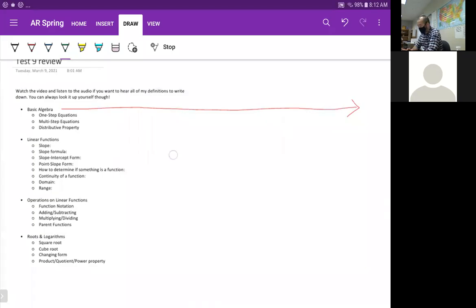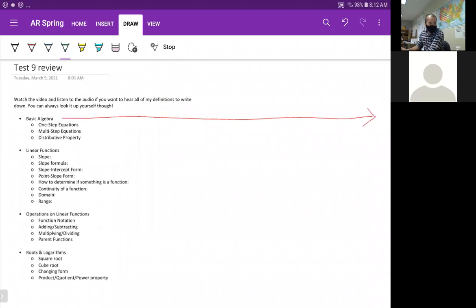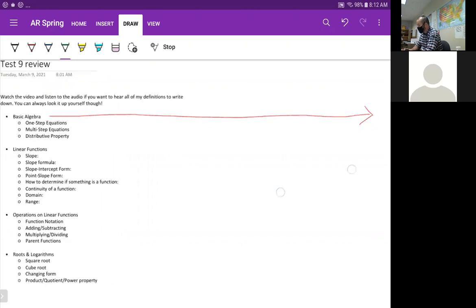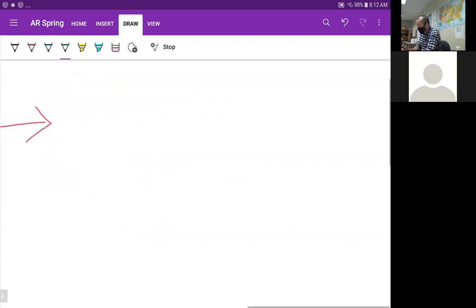All right, so for test 9, we're going over unit 9, which we just did, but also unit 1, 2, and 3 from last semester. So unit 1 was just basic algebra. You have one-step problems, which are problems that just require one step to finish. So you set it up just like this.